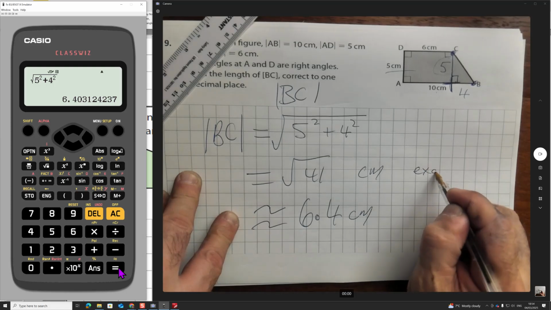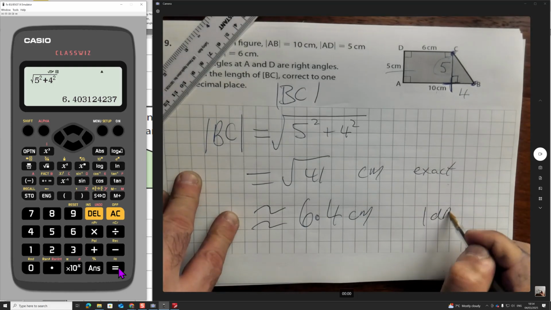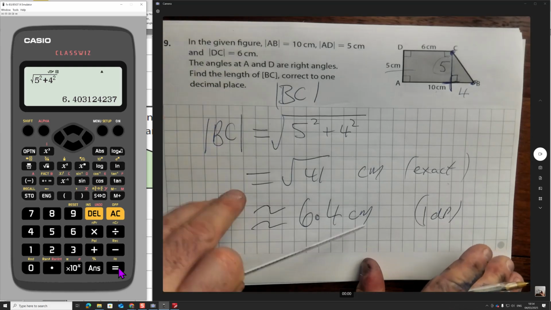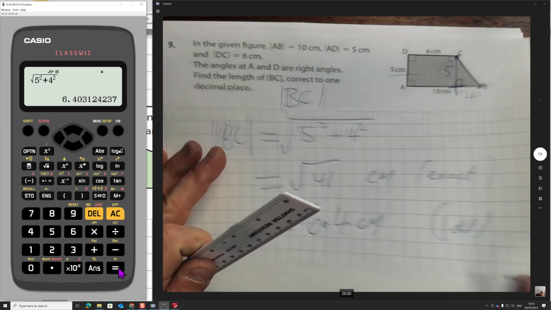And exact to one decimal place. We did great problem solving, didn't we? Super.